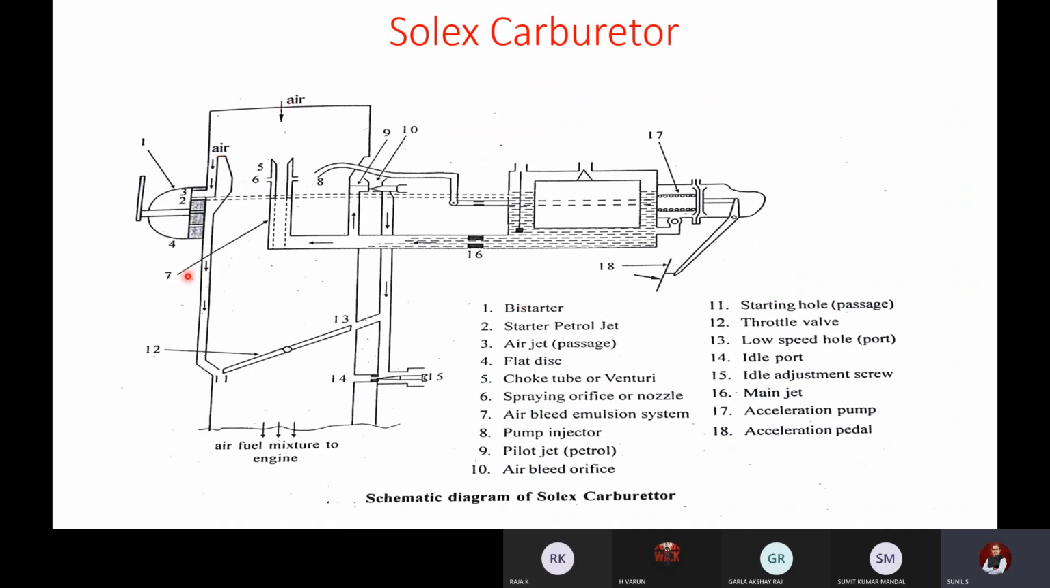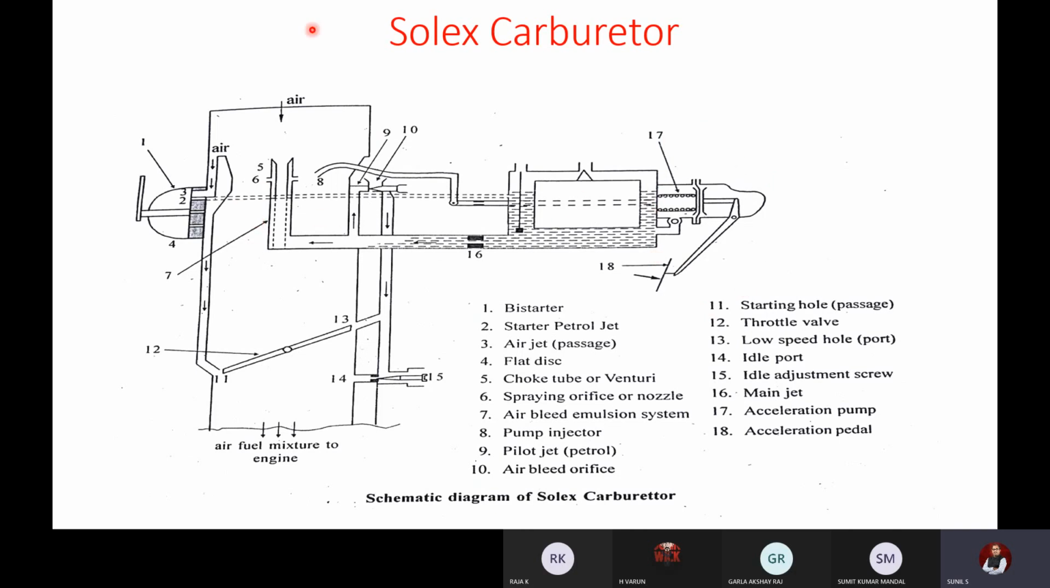There is a bi-starter mechanism. This is called the bi-starter mechanism. This part will take care of the idling and slow steady running mechanism. And this is additional for the power mode. So we need an additional attachment, an accelerating mechanism. So these three are the attachments to the regular carburetor.